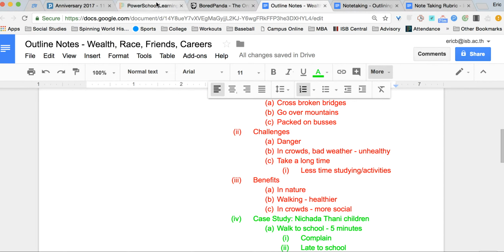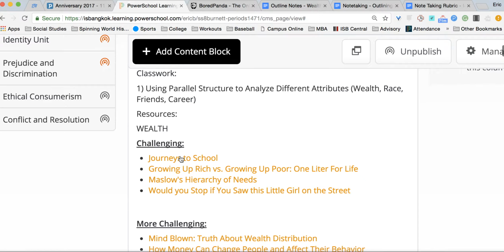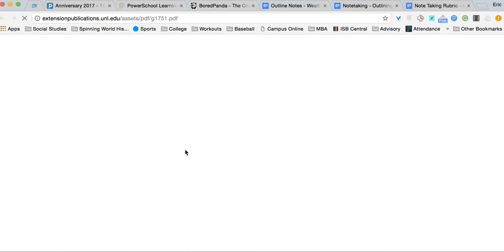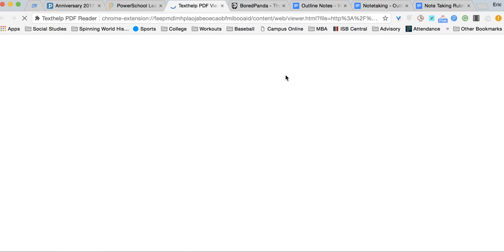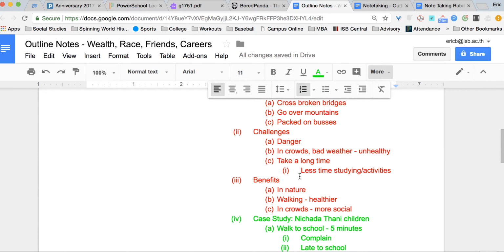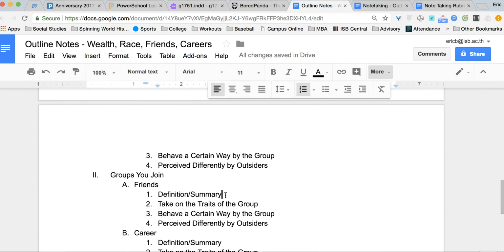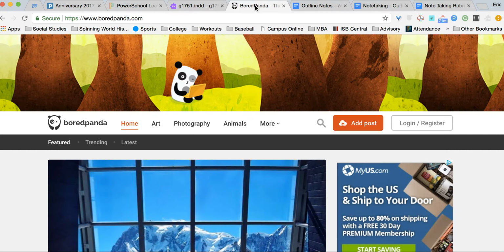So let's now look at another document. Let's say you've divided up in your group and someone else is doing friendship and peer influence. Now again, I want to go back to my categories, friendship, friends. I'll give a definition of how friends affect you: you take on traits of a group, you behave a certain way, and you're perceived differently. So let's look at this. I'm going to close this up.